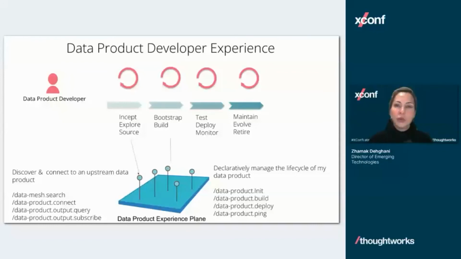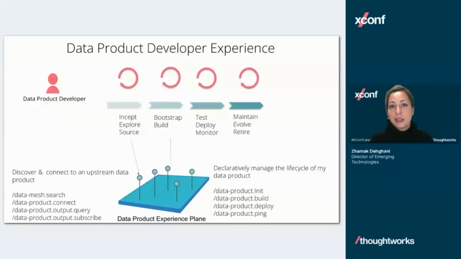I need to quickly initialize a standardized kind of blueprint of my data product with some scaffolding, so I don't have to build everything from scratch. And then I need to really focus on what matters, which is building the transformation and make sure the data that I'm generating has the integrity and has the guarantees that I'm claiming, right?